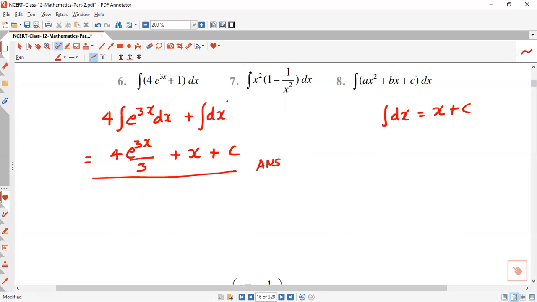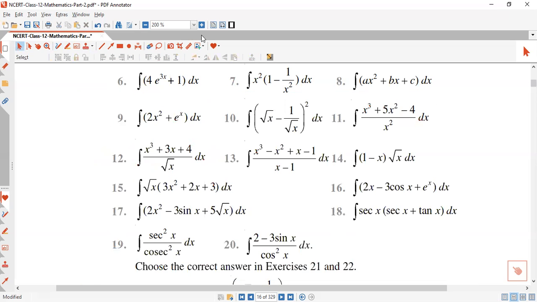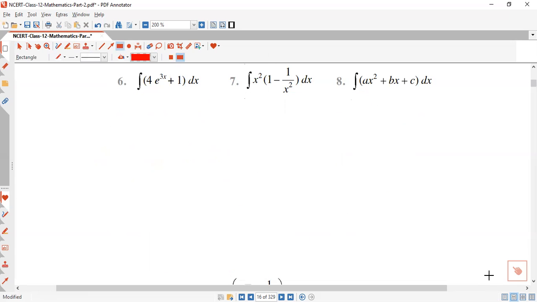Now, question number 7. You see this question number 7. Now we want to do this question number 7. Question number 7 says these integrations are there: x square times 1 minus 1 upon x square dx. First of all we will open the bracket. If we open the bracket, then what are we getting? You open this bracket, you are getting x square minus x square upon x square. You see this cancels out.